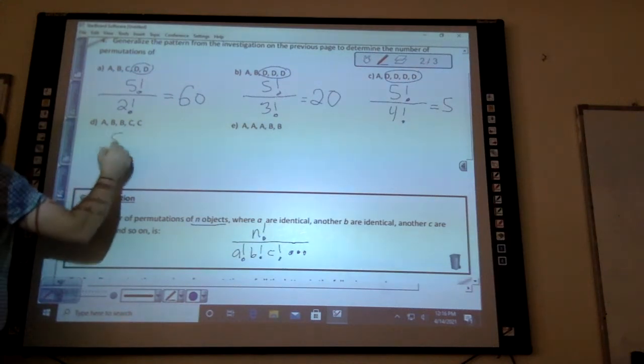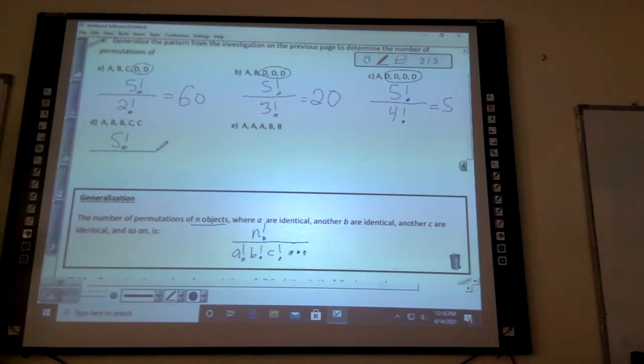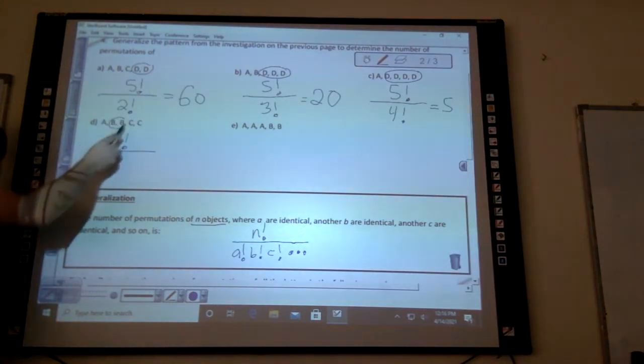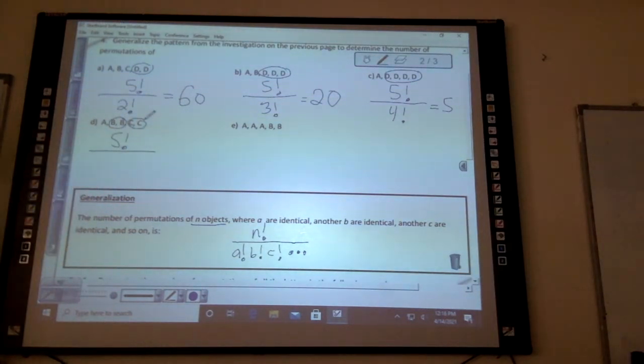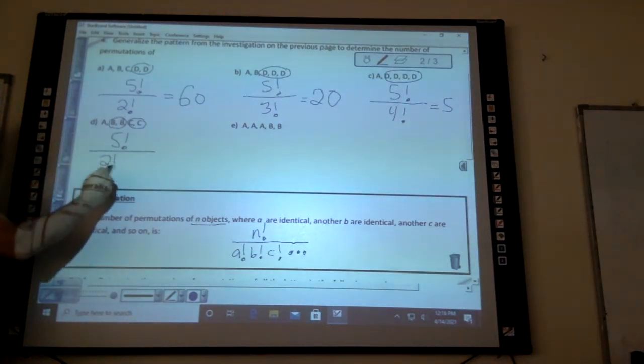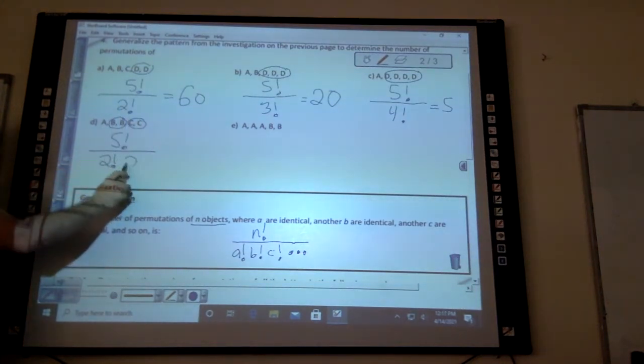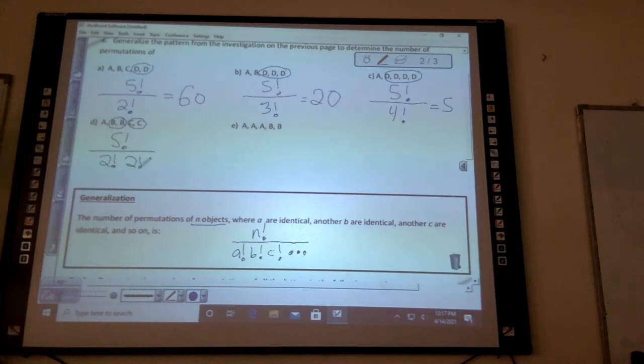D is where we start getting interesting. Okay, so I got 5 factorial, the same number. How many repeats do I have here? I've got 2 B's and I've got 2 C's. So because I have two B's, I'm going to put 2 factorial. And because I've got 2 C's, I'm going to put another 2 factorial. So anytime I have a repeat, I'm always going to put that number of repeats on the bottom. So I've got 2 B's, 2 factorial. 2 C's, 2 factorial.